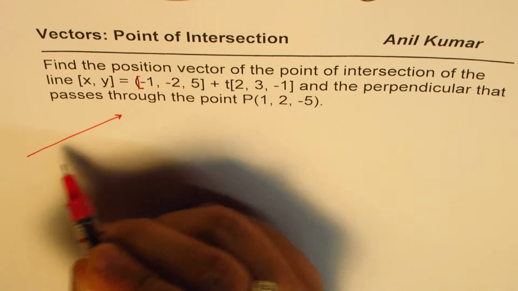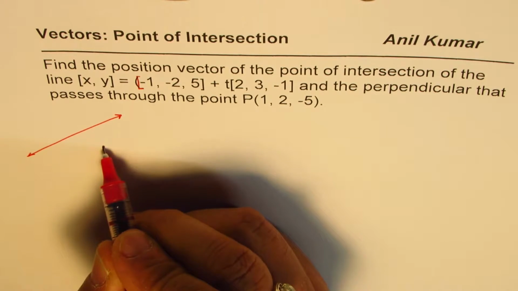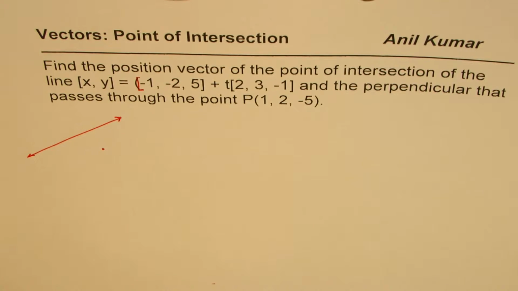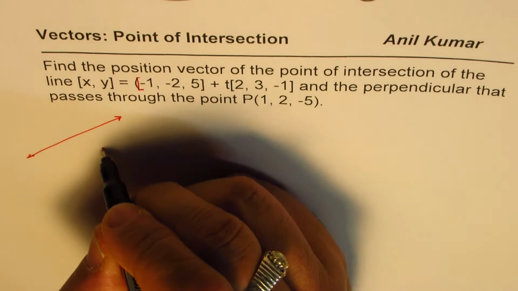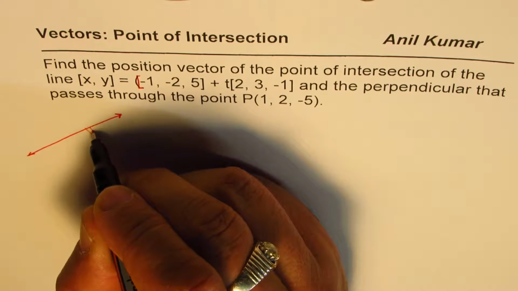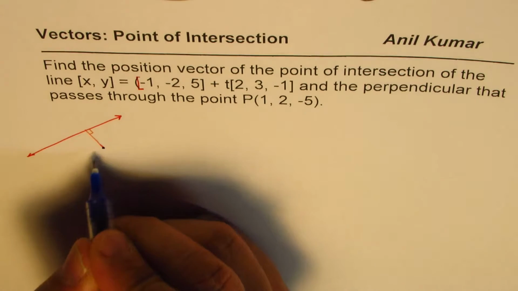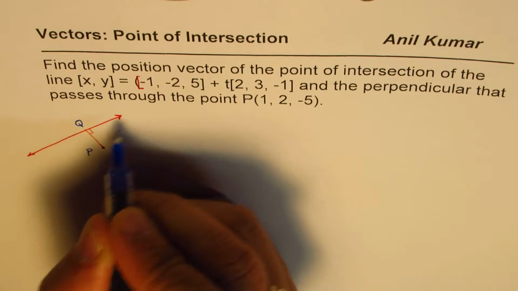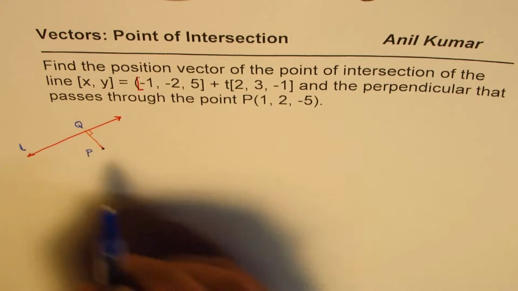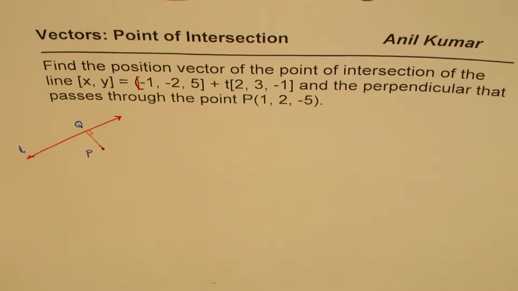Let's sketch a line here. We are given a line and we are given an external point. So what we need to find is the point of intersection, which is from here to this perpendicular distance. So that's the kind of question we have here, right? This is the point P given to us. That's the point Q on the line, let's say line L, which we need to find. I hope the question is clear to you. You can pause the video, answer the question, and then look into my suggestions.